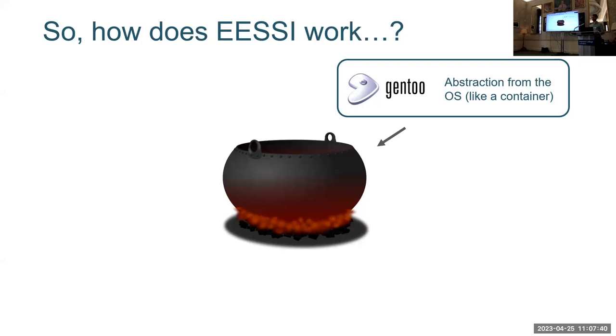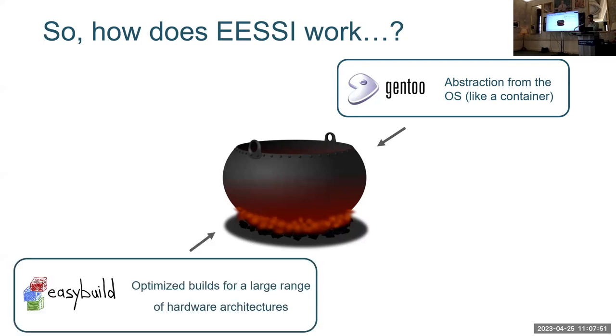Well, we take a big cook pot and then we put some ingredients in. The first one is Gentoo Prefix. So that is this compatibility layer. It provides abstraction from our host OS, as is also done by a container OS.